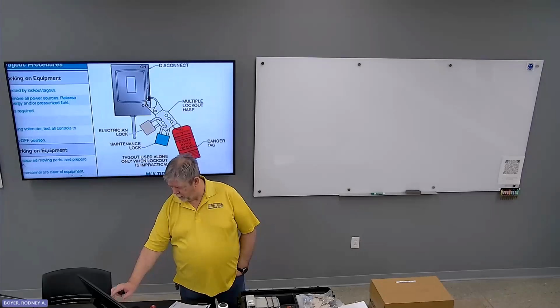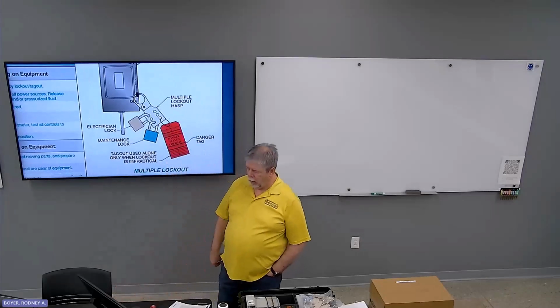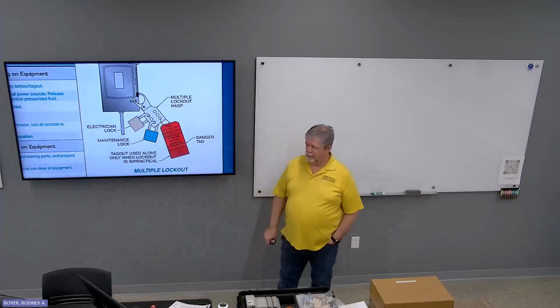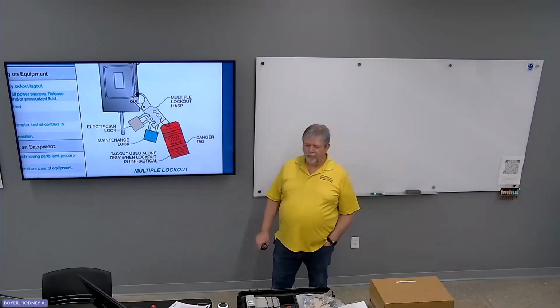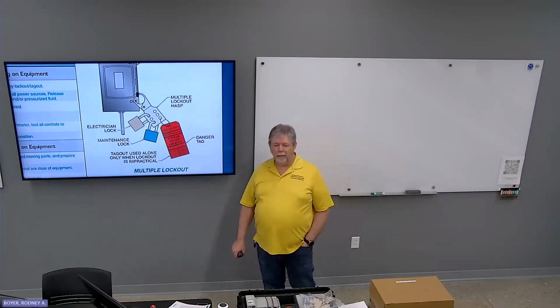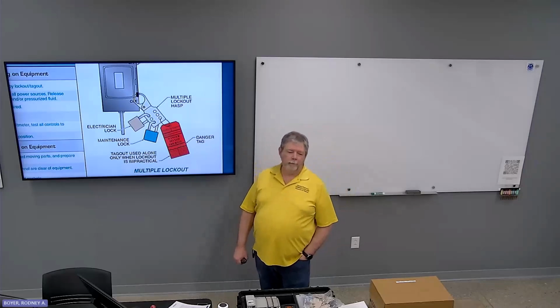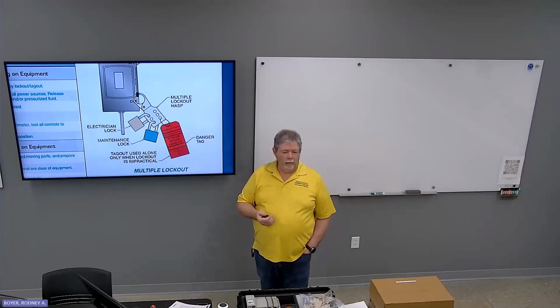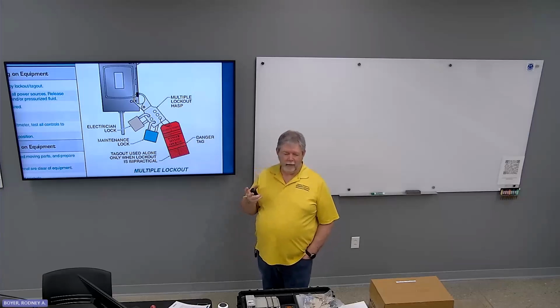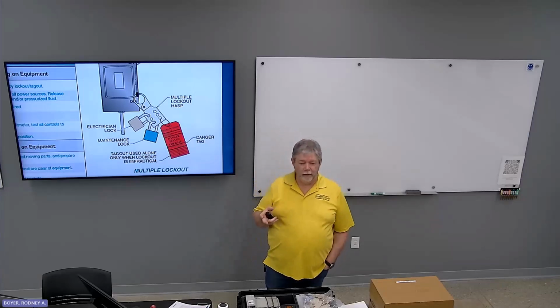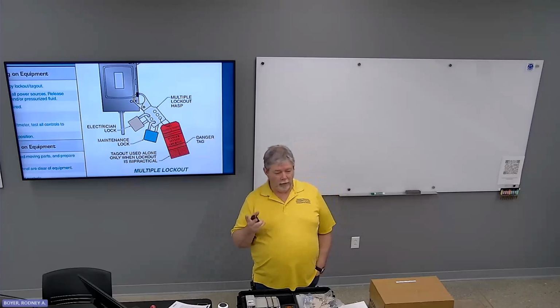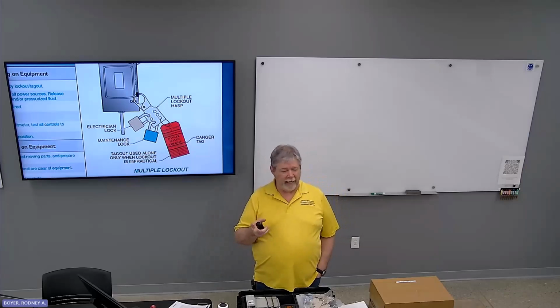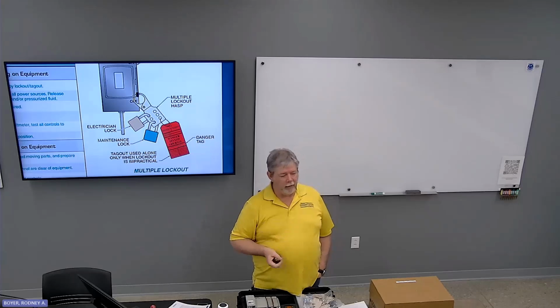This multiple lockout hasp is used whenever multiple people are working on a piece of equipment. Everybody has to put their own lock on. There are only 2 people on the face of the planet that are allowed to take your lock off. That is you and your direct supervisor, in the event that you die before you get a chance to take it off.